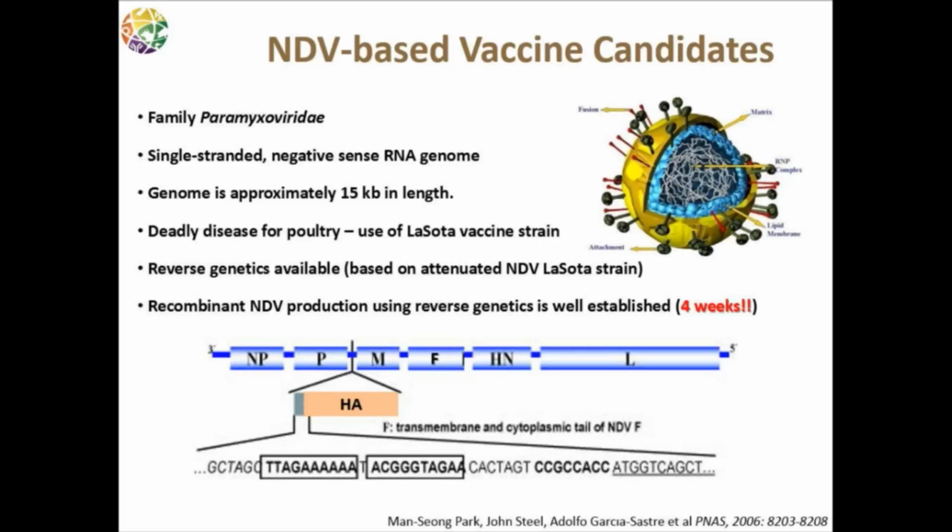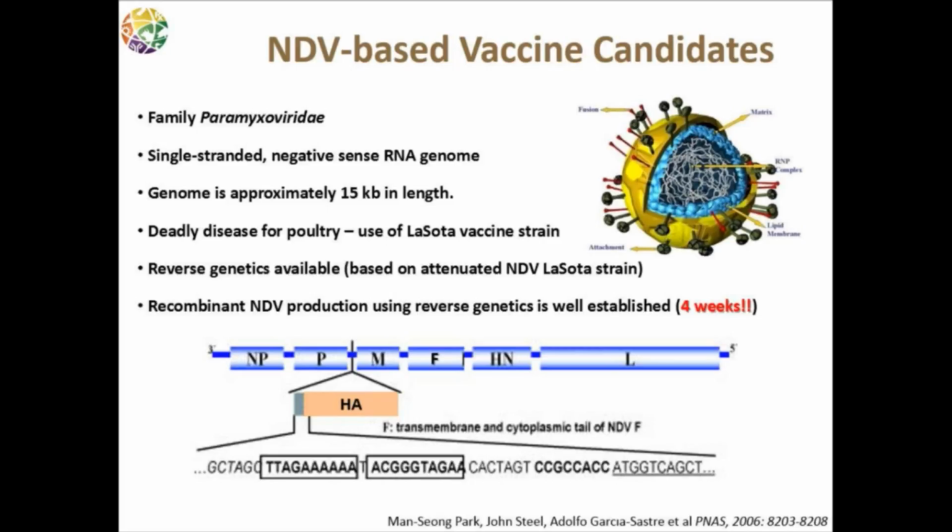Newcastle disease virus is in the family Paramyxoviridae. It has a single-stranded negative-sense RNA genome, approximately 15 kb in length, and a reverse genetic system for this virus is available, which allows us to manipulate the virus genome. We are using the NDV attenuated LaSota strain, which is safe in poultry, and millions of doses are used almost every day. So we don't worry about the safety of these vaccine constructs.